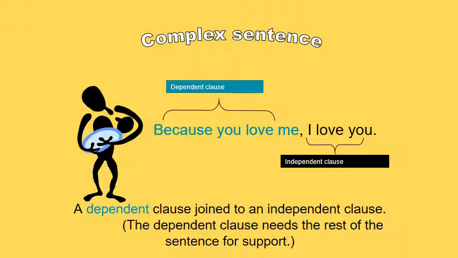Or in other words, if you take the dependent clause alone, because you love me, it will not give you a complete idea. It will look like it's missing something. So it needs support. It needs help. Who helps the dependent clause? The independent clause helps the dependent clause. So the dependent clause cannot stand alone, cannot work alone. It needs support. So the independent clause comes and helps the dependent clause.